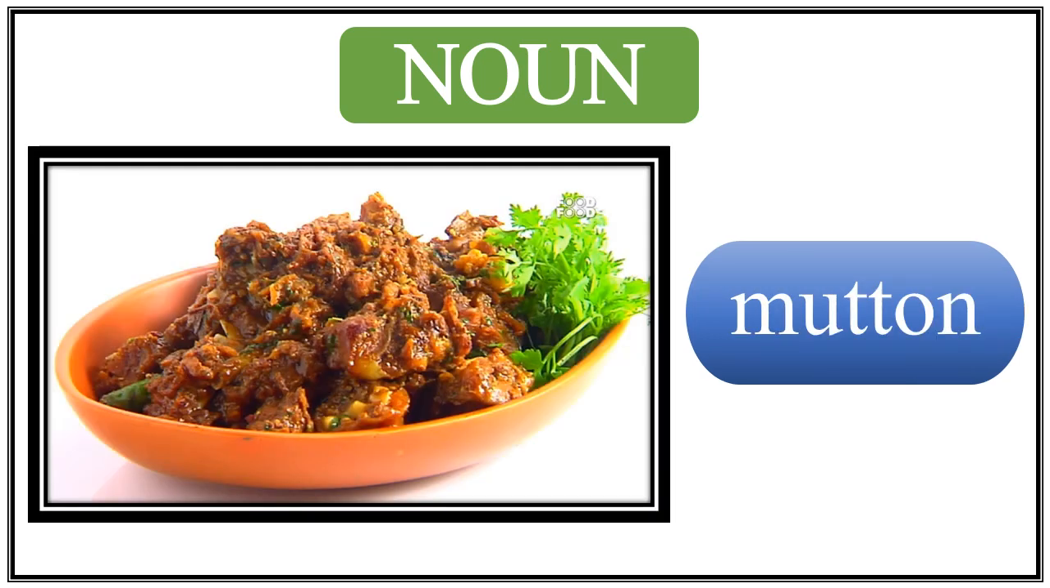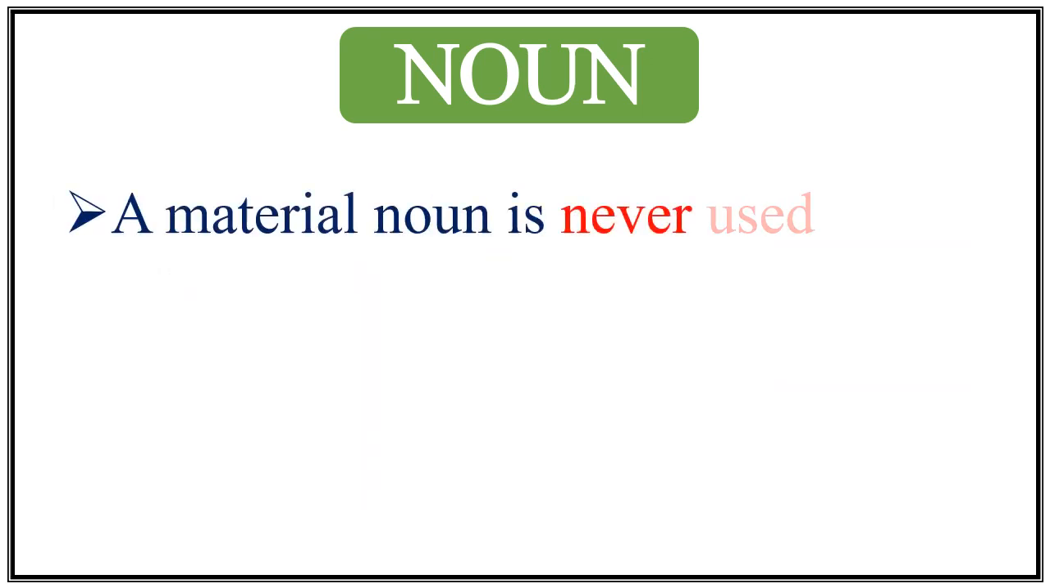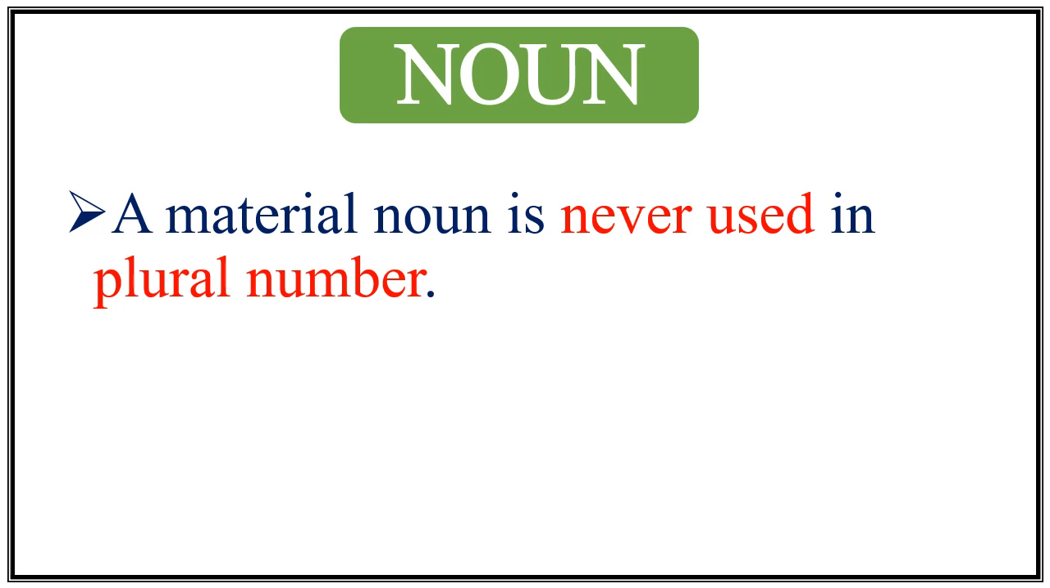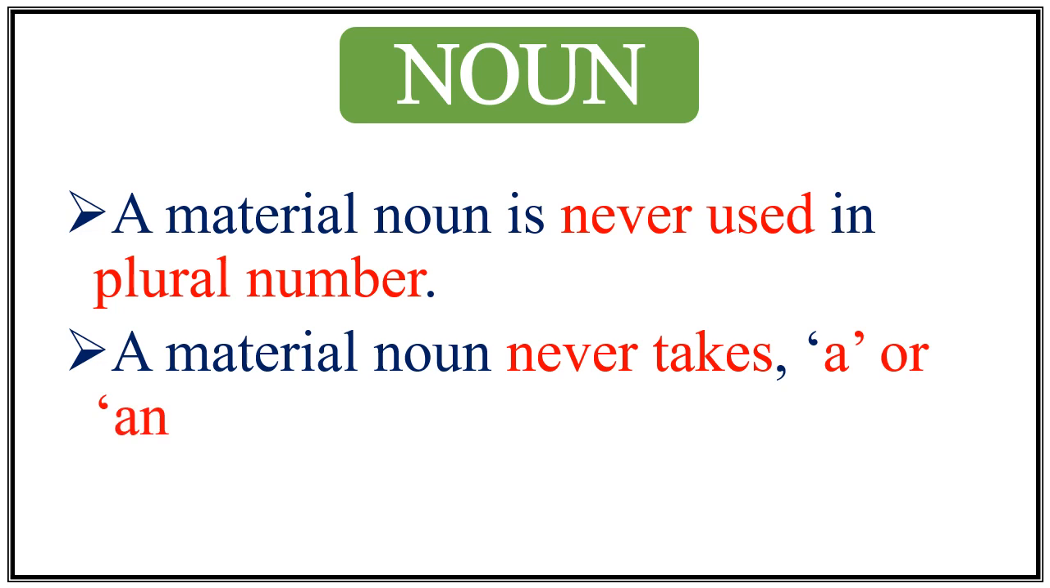Let me explain it a bit more. River is a common noun, but water, of which it is made, is a material noun. Sheep is a common noun, but mutton, the flesh of a sheep, is a material noun. Please keep in mind two important things about material nouns. 1. A material noun is never used in plural number. 2. A material noun never takes a or an before it. Let's look at some more examples of material noun.